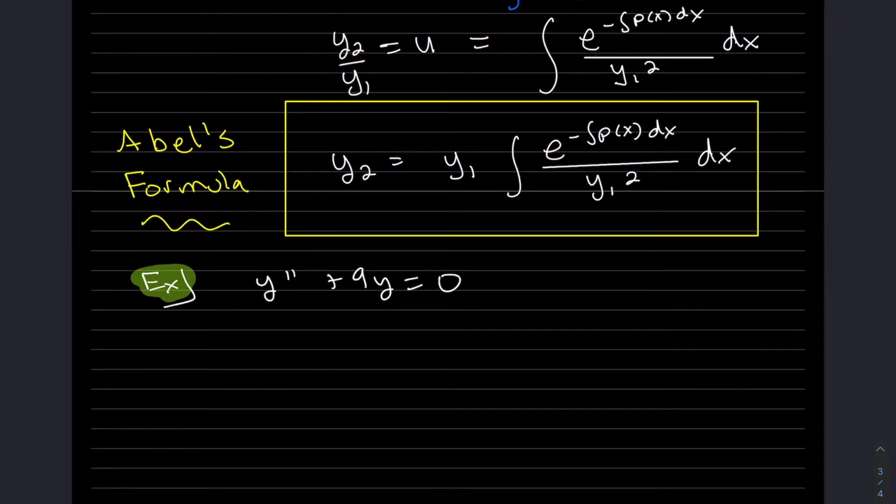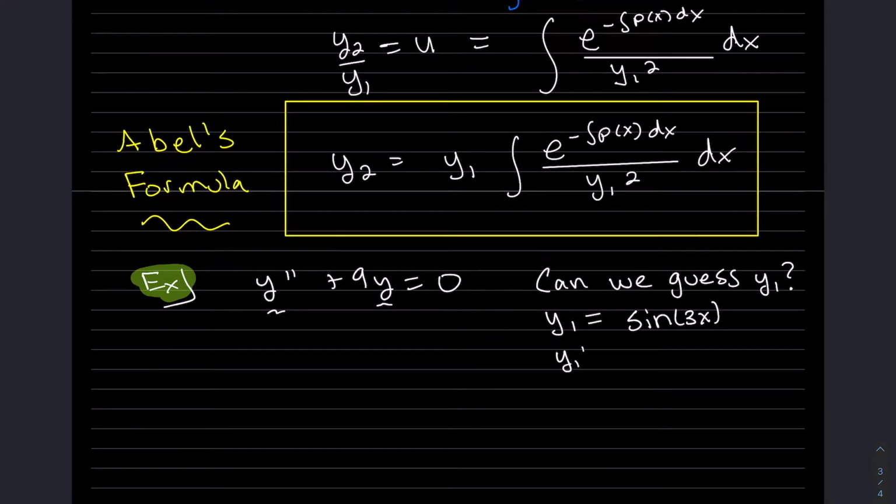So remember, this technique requires that we know the first solution. So can we guess y1? If we look at it, these need to be opposites. One thing that I can think of, when we take the derivative, we get the opposite, is sine or cosine. So how about if we guess y1 equals sine of 3x?